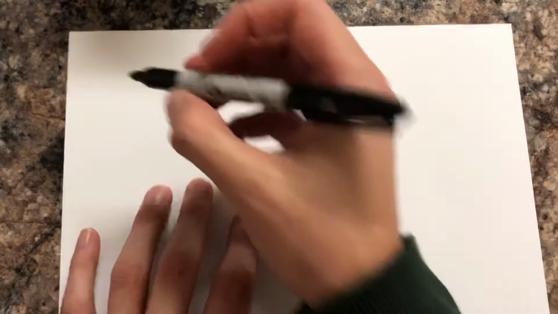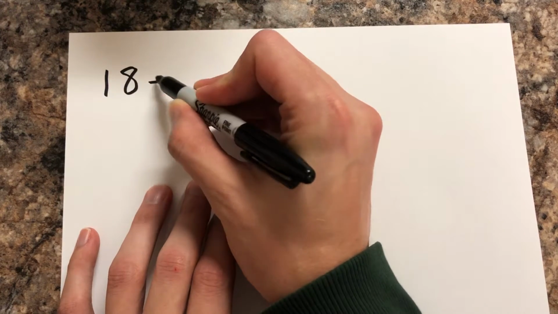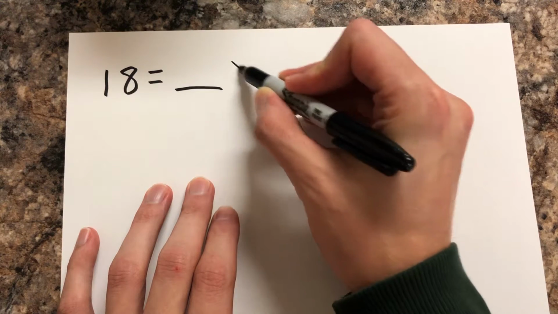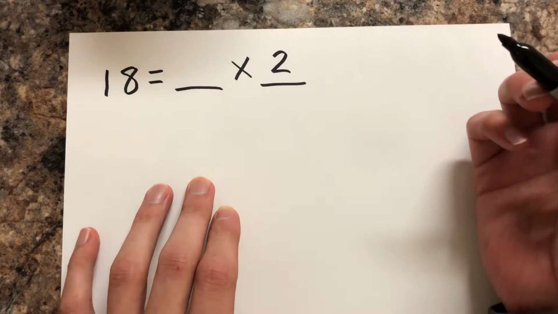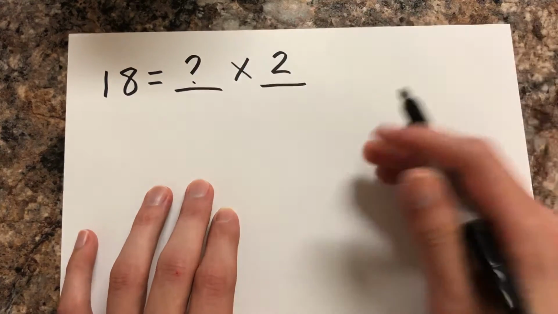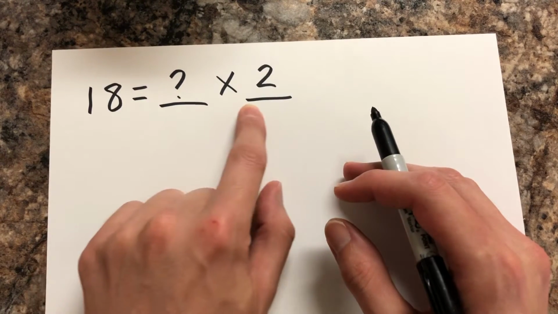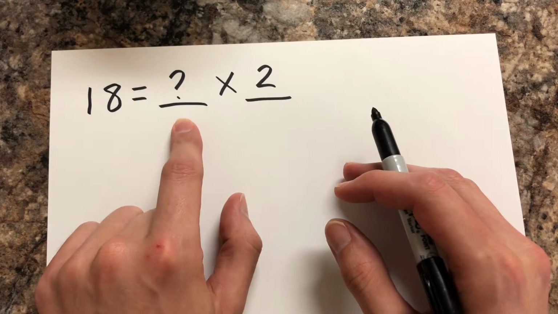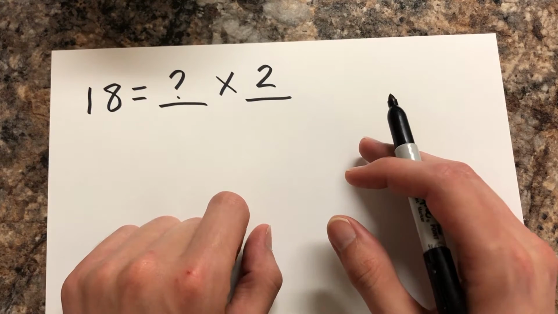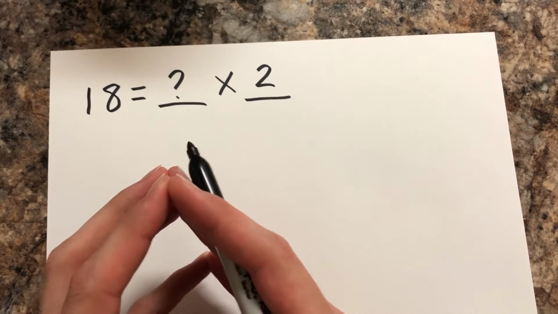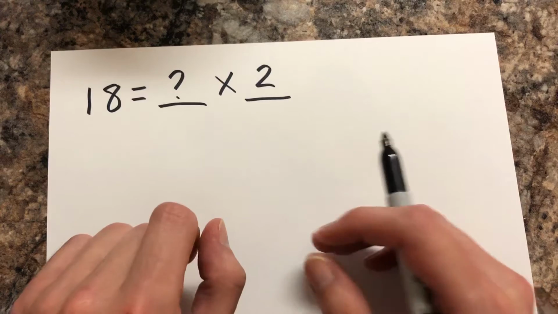So yesterday you saw that, for example, we had 18 and we didn't know the number of groups, but we knew how many were in each. And we used a question mark to indicate our missing factor. 18 equals, I don't know how many groups of 2. So there's 2 in each group. I don't know how many groups there are, but I do know the total. I know the whole thing. And we talked about some strategies, drawing a picture, arrays, and using repeated addition to solve this problem.